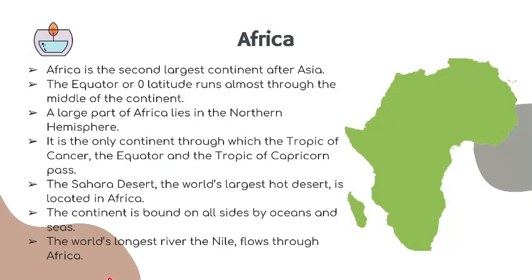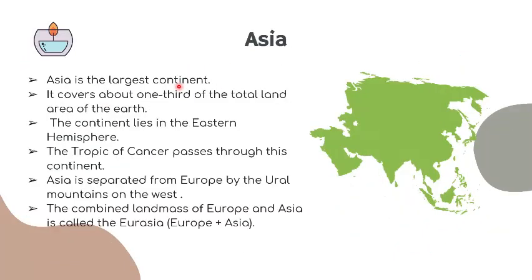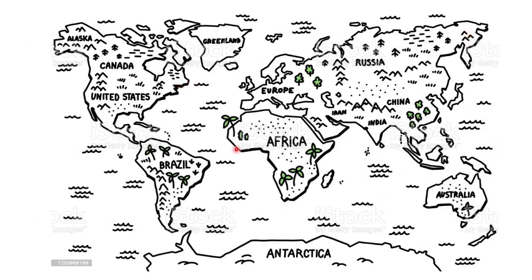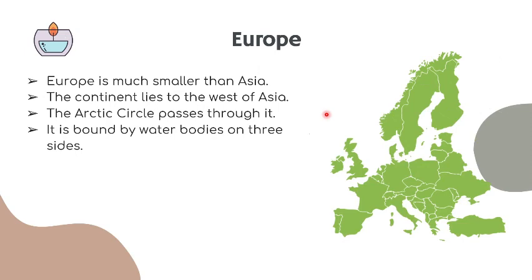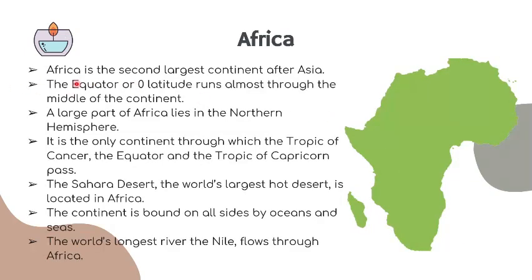Africa. So there is a lot of information. Africa is the second largest continent after Asia. You can see it clearly, it's very big. It is almost equal to Asia, but Asia is still much bigger. The equator, or the zero latitude, runs almost through the middle of the continent. It is almost through the middle, but not exactly in the middle. So remember to add the key term, almost.